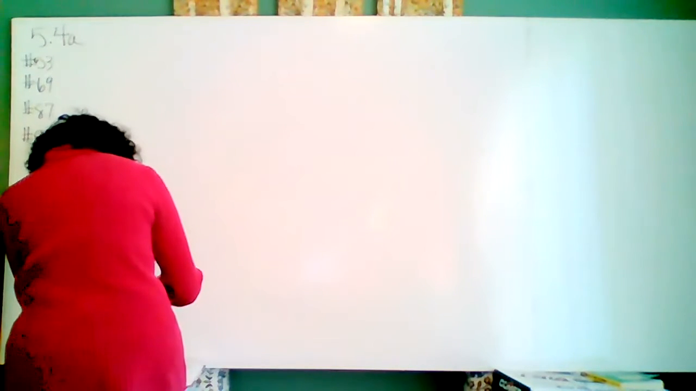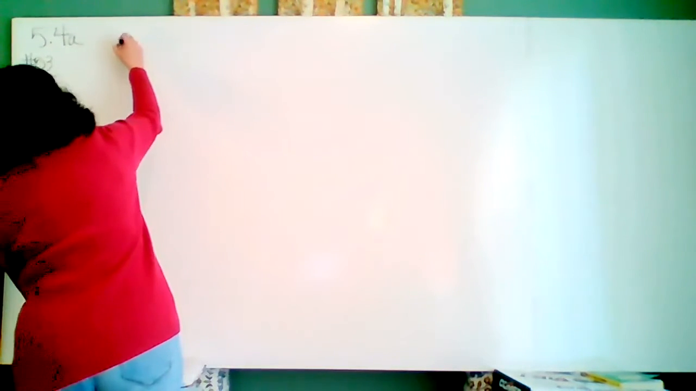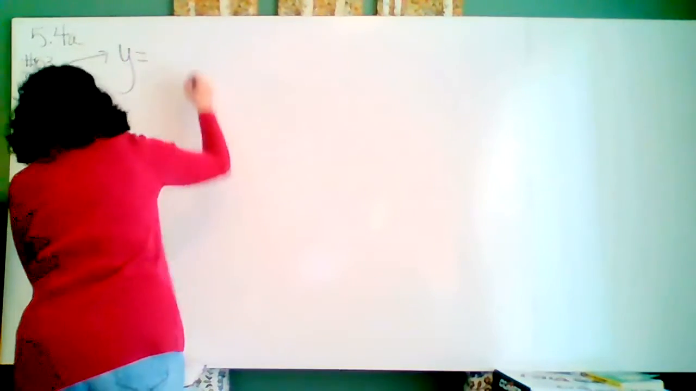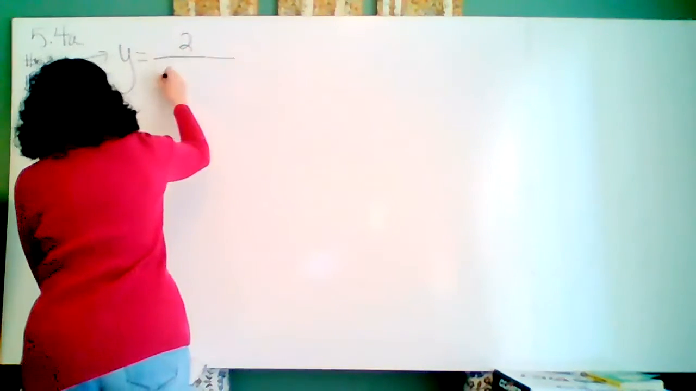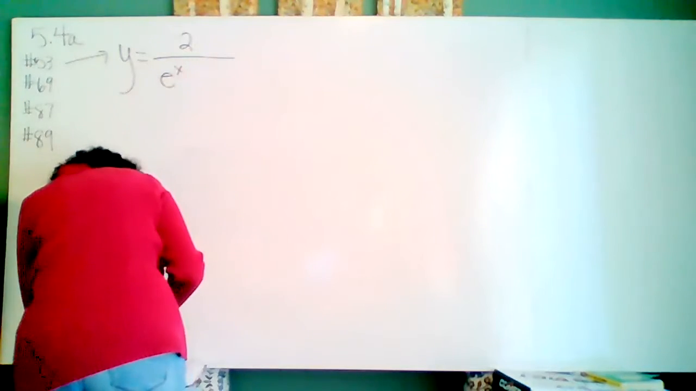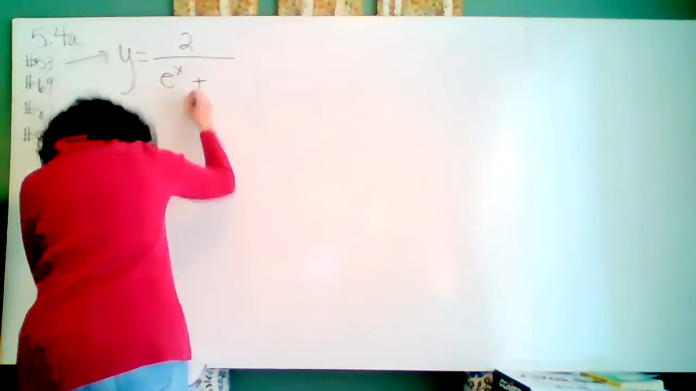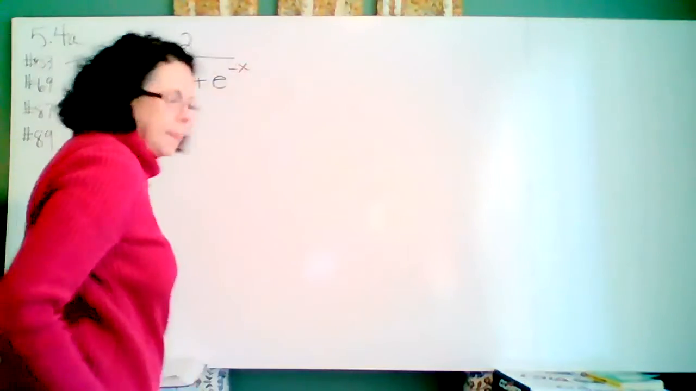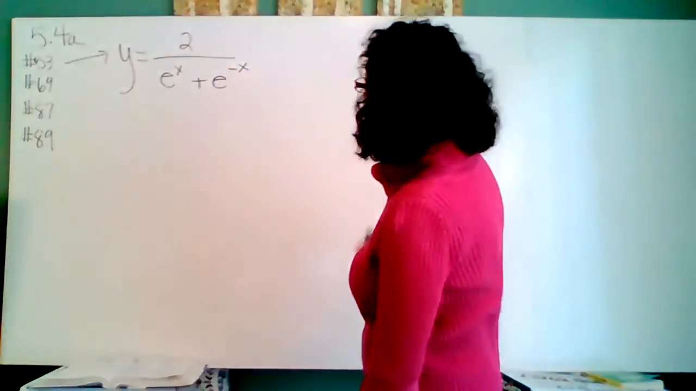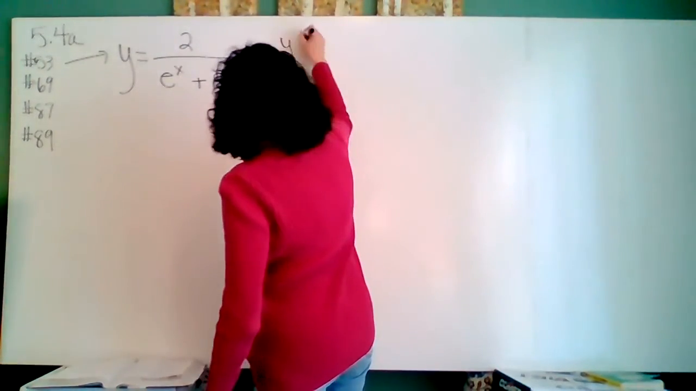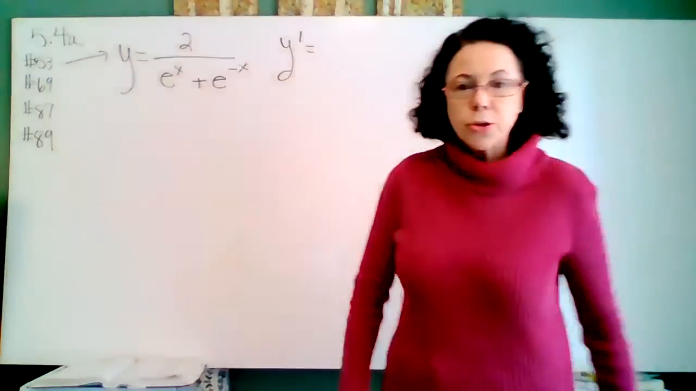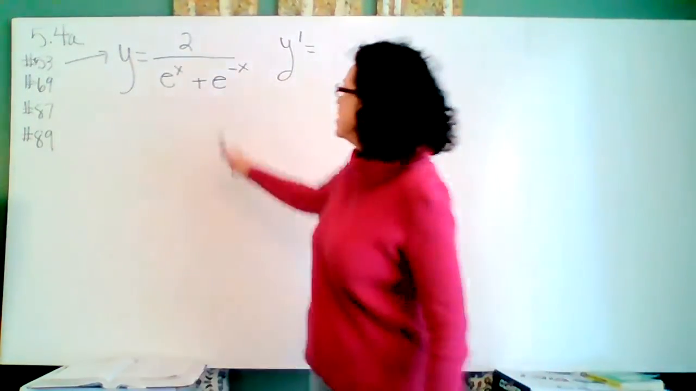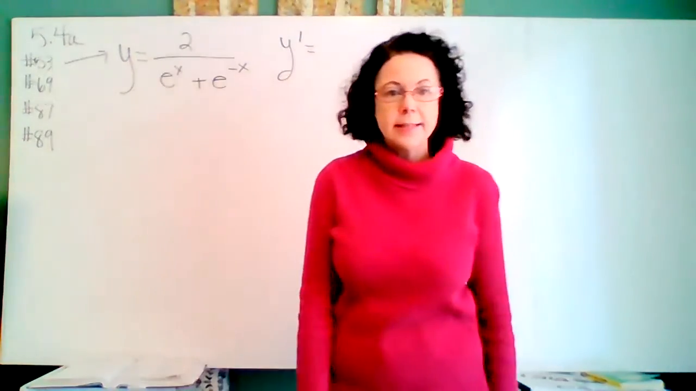They were asking for the derivative. So let's see, y equals, so here's number 53, 2 over e to the x plus e to the negative x. Okay, now they are asking for the derivative. So you could do the quotient rule here. I think it's kind of a waste of time though, because the numerator is a constant.